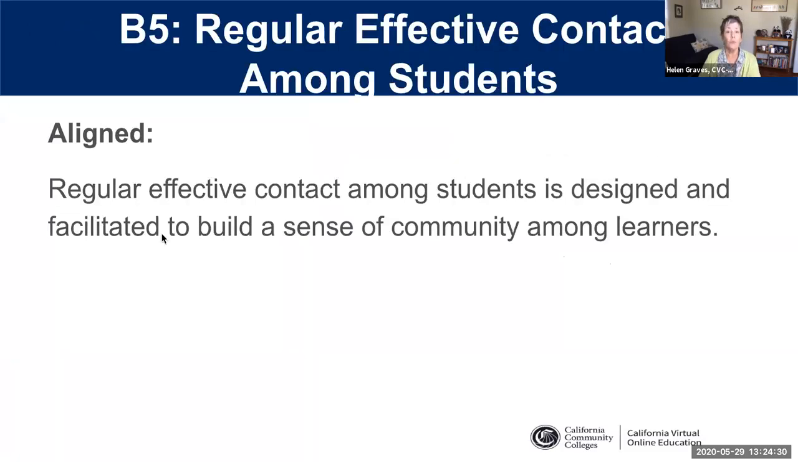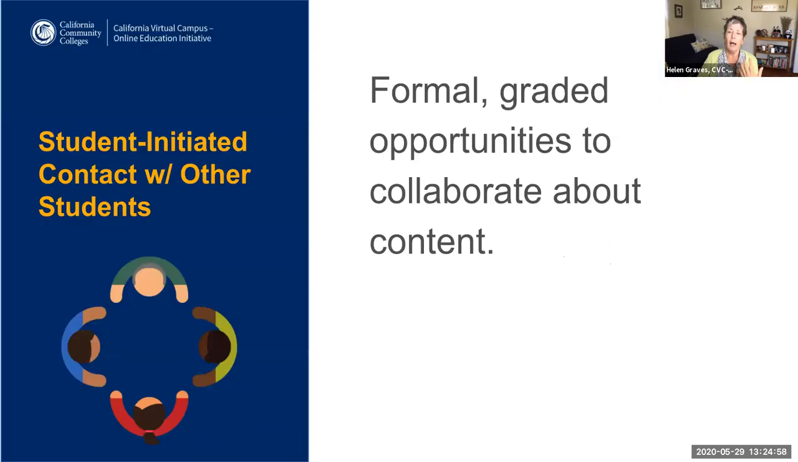The next one, B5, is similar, but I'm going to tell you how it's distinct. It's regular effective contact among students, and these are the structured interactions about course content. The aligned definition says regular effective contact among students is designed and facilitated to build a sense of community among learners. As I said, it's the more formal graded opportunities to collaborate about the content itself.